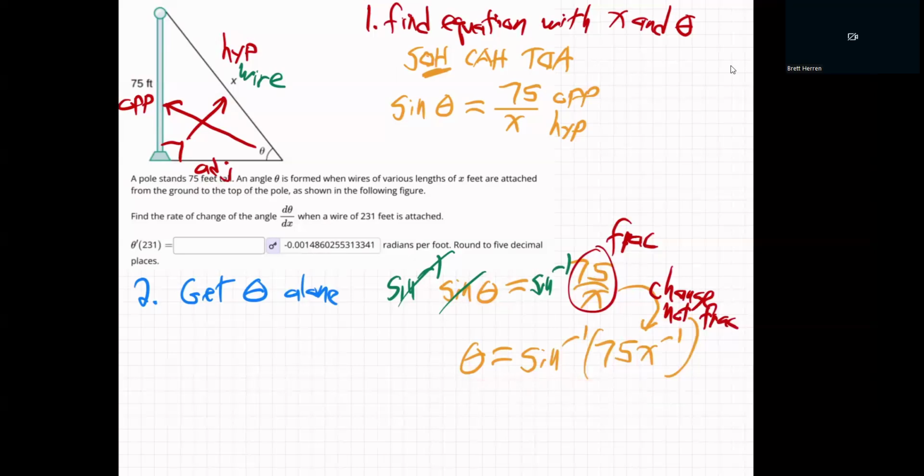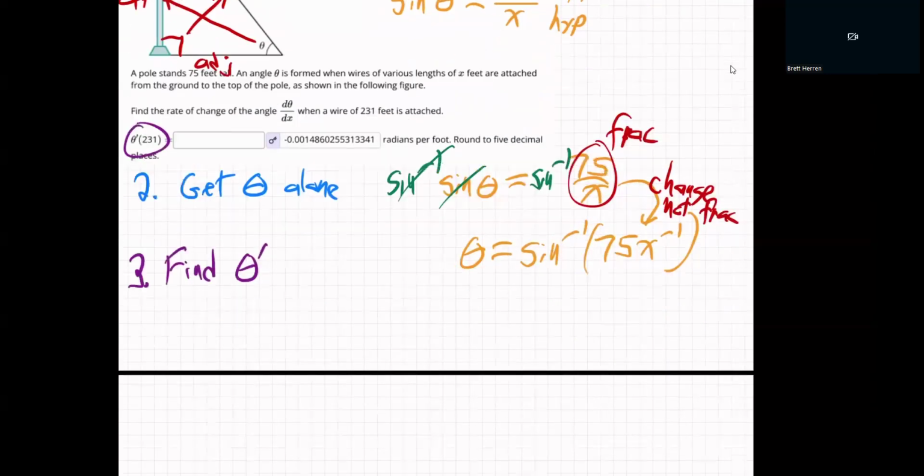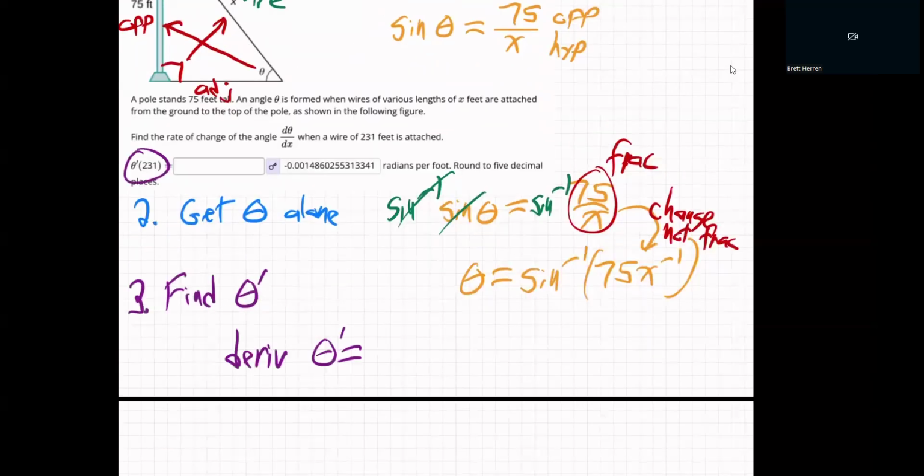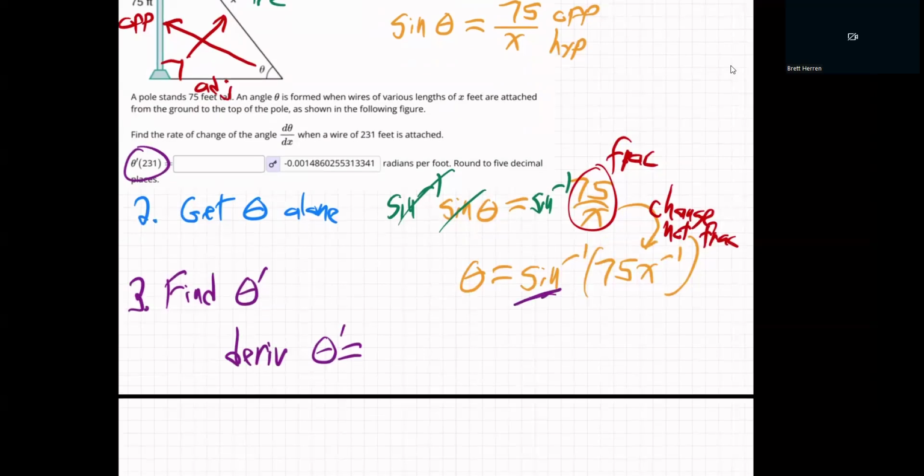And now for the big, the bad, step three, find theta prime. That's where we're going, right? Theta prime. So we got, okay, got to take the derivative. So here we go. So the derivative, scoot it this way a little bit. So the derivative, theta prime equals. Now, how do we do the derivative of sine inverse?